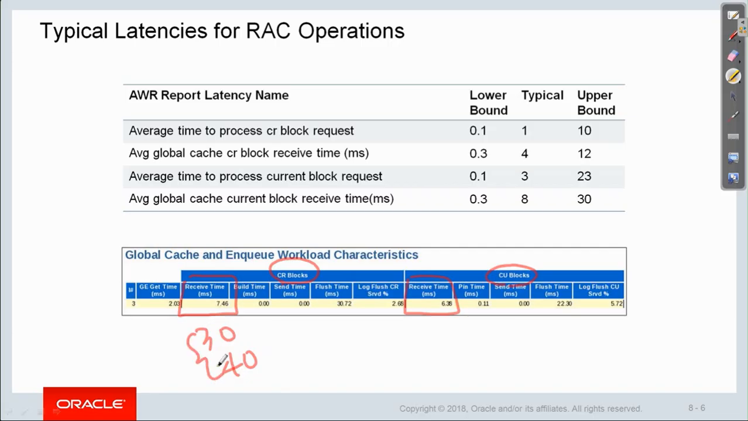Is it because of a remote instance? Is it because of a RAC interconnect configuration issue? And what is the issue? So you will have to take a look at the interconnect area to find a tuning opportunity.